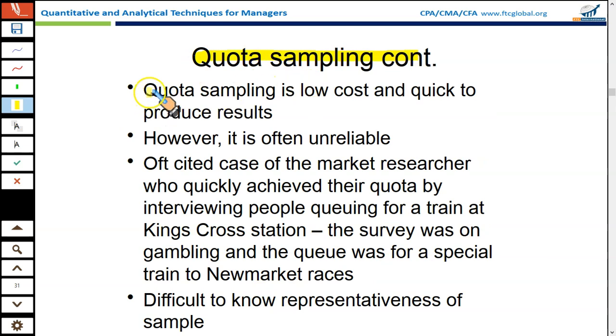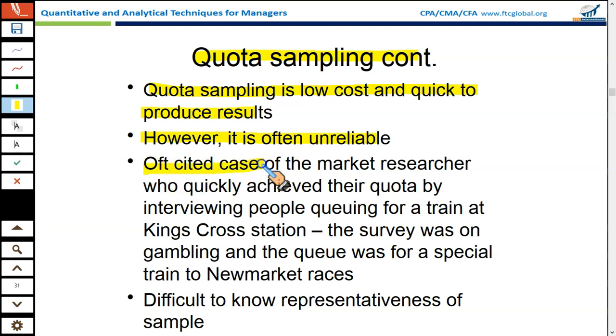Quota sampling, continuing. Quota sampling is low cost and quick to produce results. Yes, quota sampling can be very economical and fast, making it appealing for quick studies or when the budgets are low. However, it is often unreliable. Yes, although it's cost effective, no doubt, quota sampling can sometimes lead to unreliable results. So this is because the method doesn't always select respondents randomly.